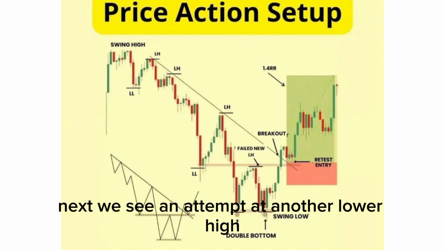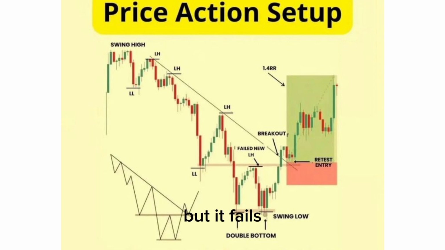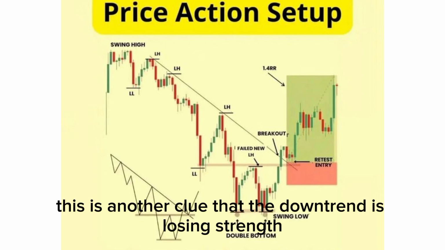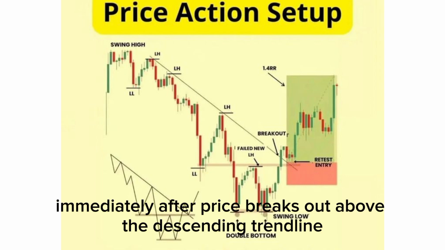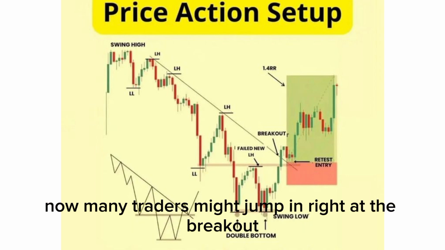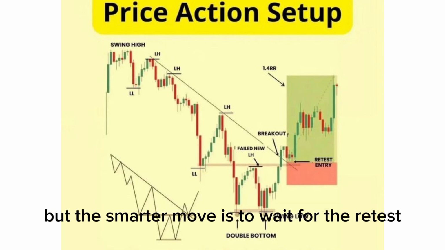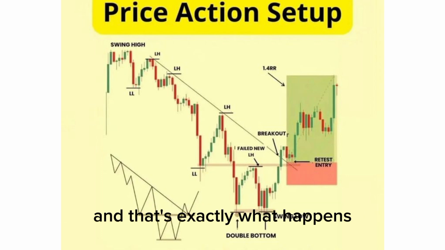Next, we see an attempt at another lower high, but it fails. This is another clue that the downtrend is losing strength. Immediately after, price breaks out above the descending trend line. Now, many traders might jump in right at the breakout, but the smarter move is to wait for the retest. And that's exactly what happens.